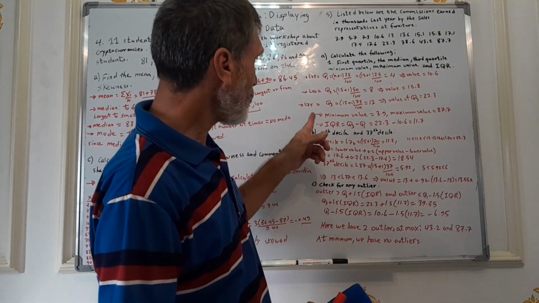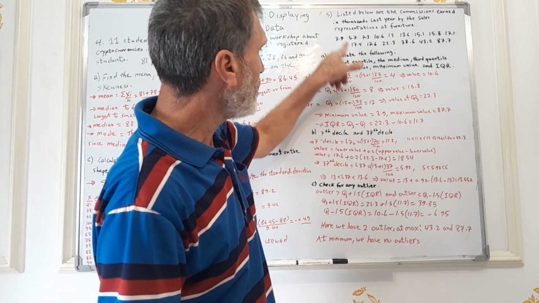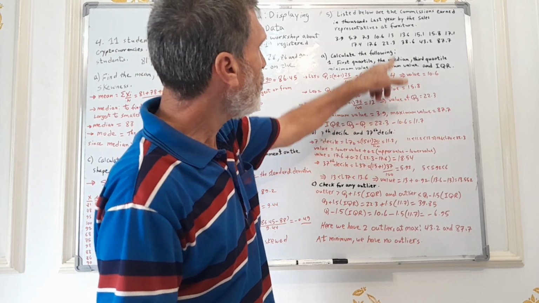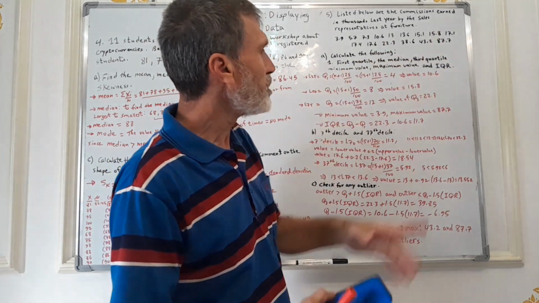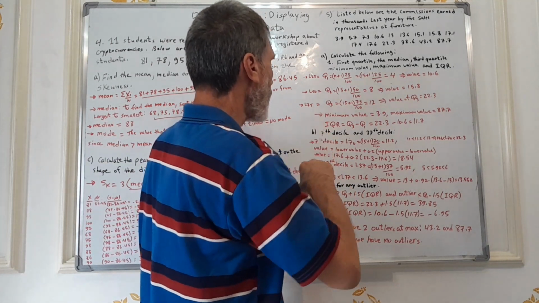Now, we need the minimum value, which is 3.9. The maximum value is 87.7. Now we need to find the interquartile range.